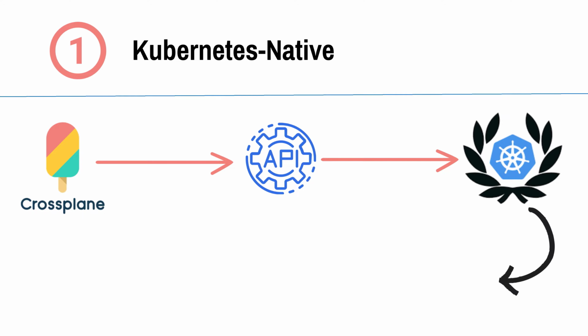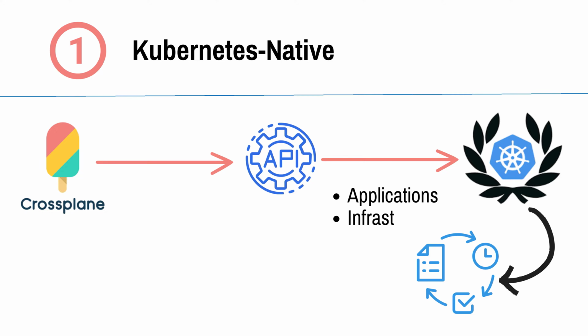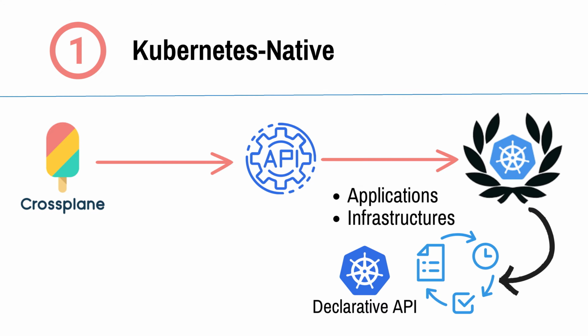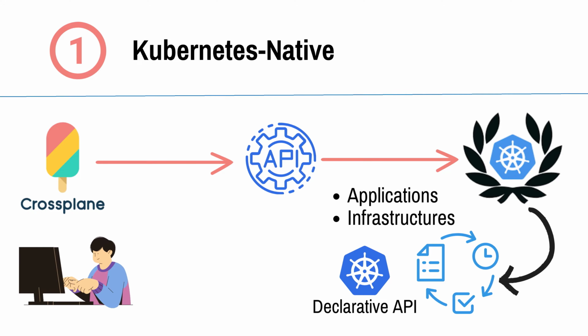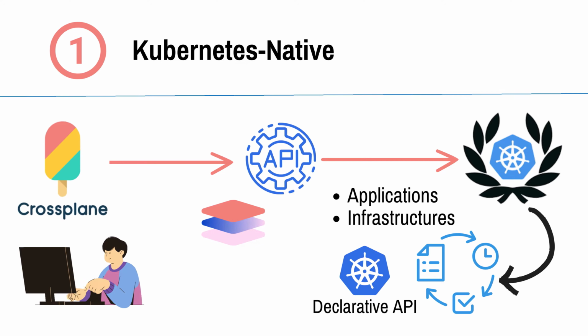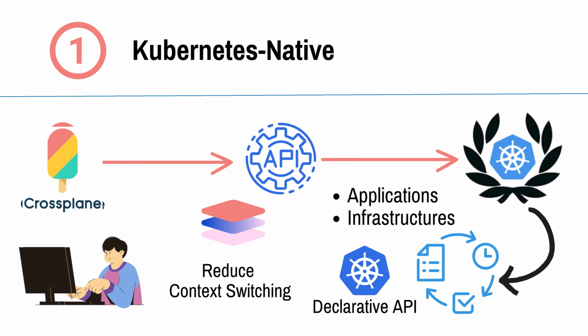This offers a unified way to manage both your applications and infrastructure using Kubernetes declarative API. If your organization is already using Kubernetes, adopting Crossplane can simplify your tech stack and reduce context switching.